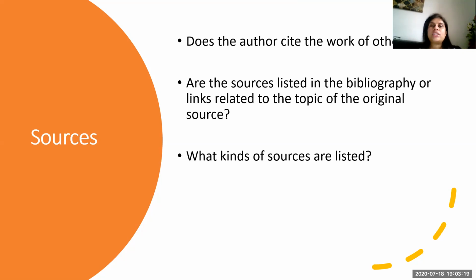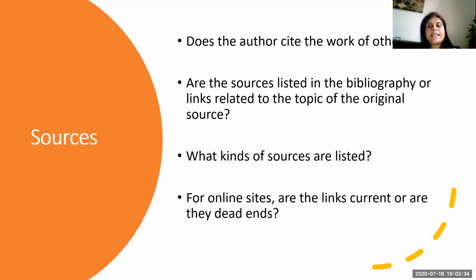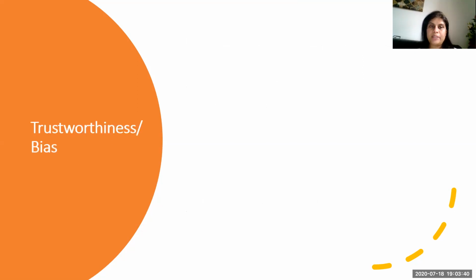What kind of sources are listed? Have they only just looked at different websites, or have they also looked at books and journal articles or other sources of information which are relevant to the information which they are presenting in the source that you're reading? For online sites, you may also want to look at the links. Are they current, or are they dead? Are they working, or are they not working, as I've said earlier?